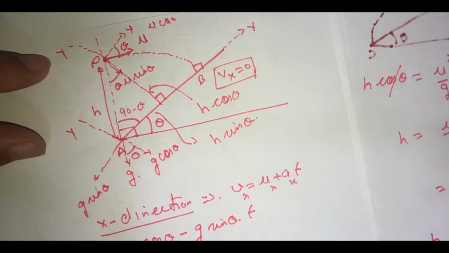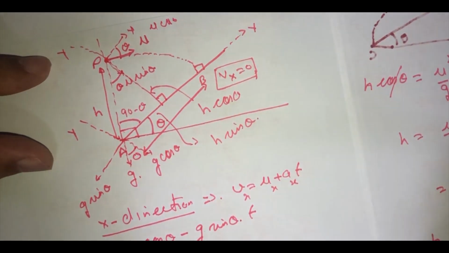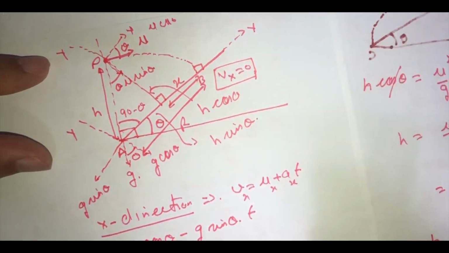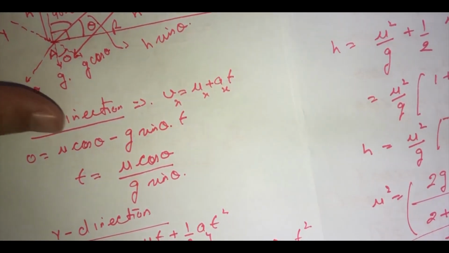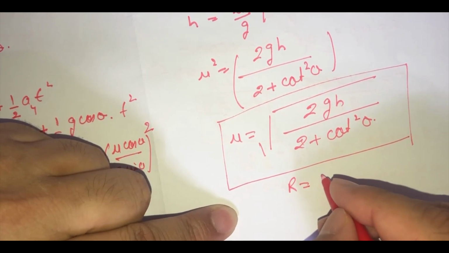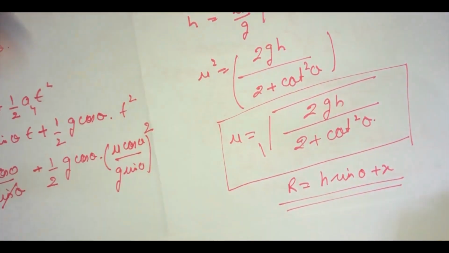So in the next part, we are going to find out what will be the distance at which it is going to fall. So we can say that in this part, we are going to find out what will be this distance. Let us call this R, and this small part, let us call this X. So we can write here also that R will be equal to h sine theta plus x. This will be the range. So we are going to find out what will be the value of x.